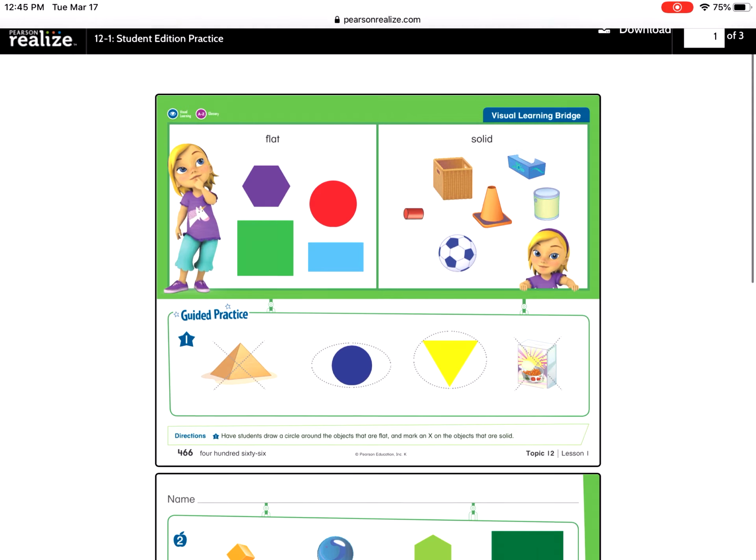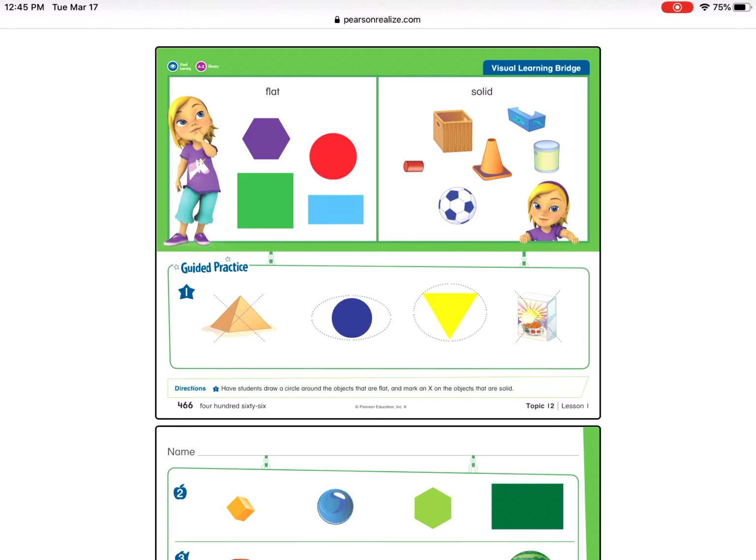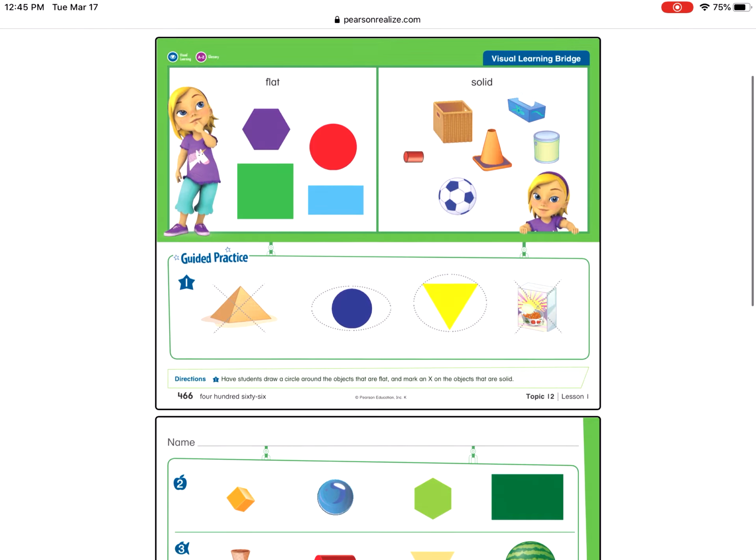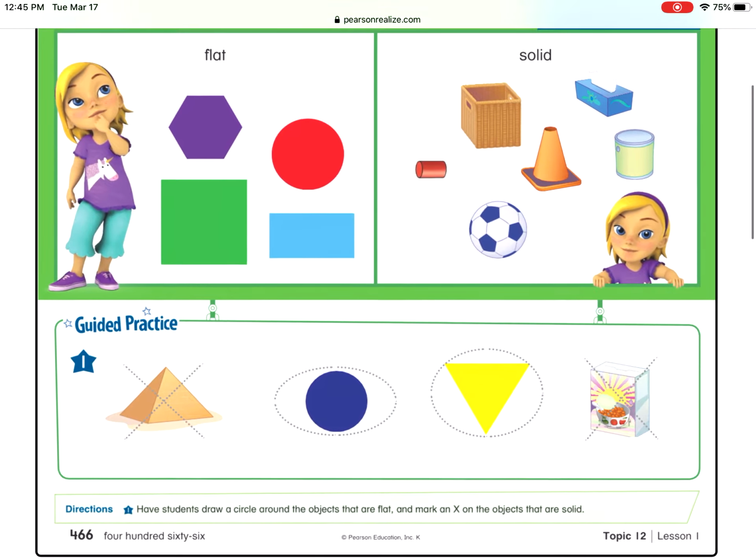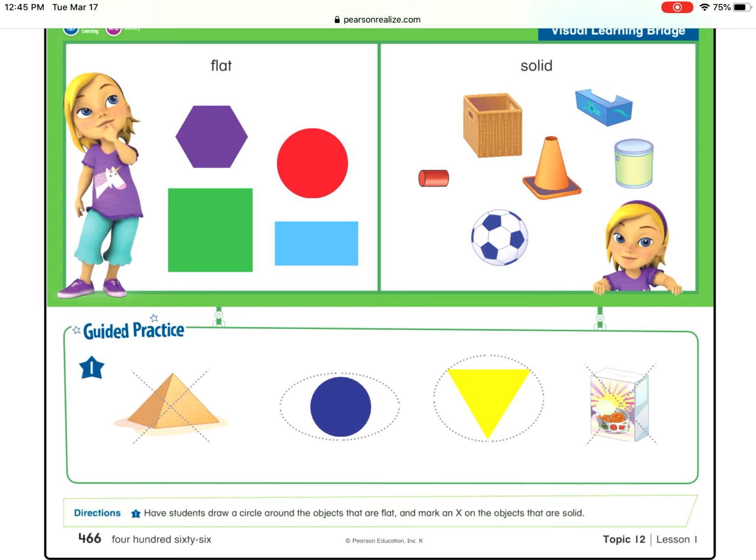This is only lesson 1, 12.1. Okay, here is the lesson that you have to do in your workbook. The visual learning is the first page that we did, and I'm gonna go over each one. So this is in your workbook. If you have your workbook out right now, take it out and we can do this together.